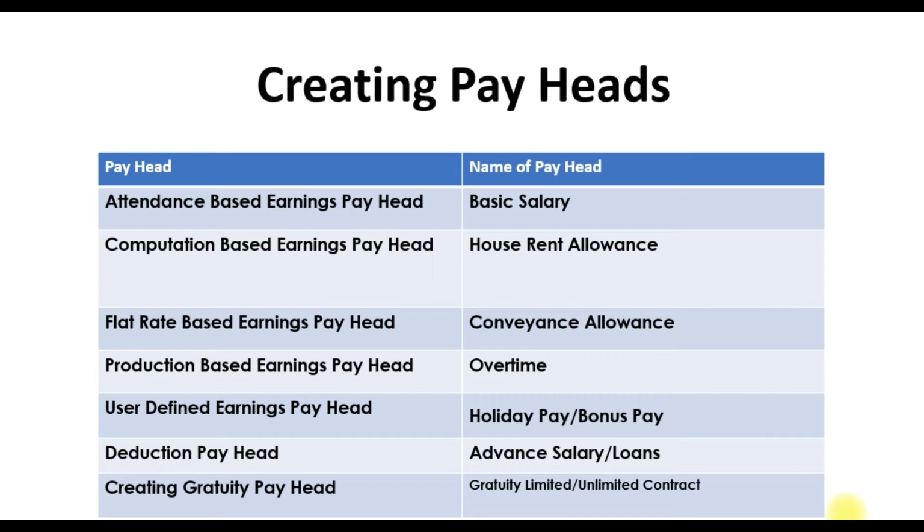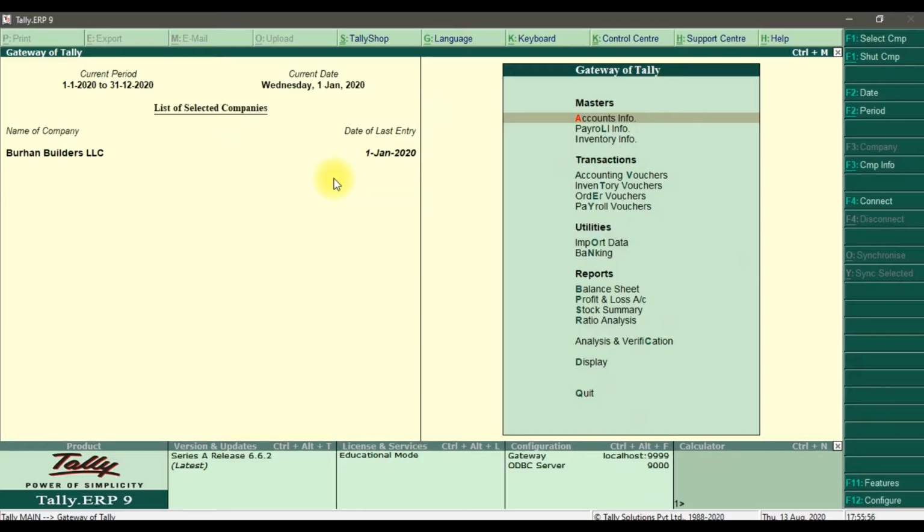This is our video number 7 on payroll accounting in Tally ERP 9. In this video, we are going to create a conveyance allowance. In our last video, we already created the basic salary and house rent allowance. So in this video, we are going to create a flat rate based earning pay head, which is our conveyance allowance. So how to create this conveyance allowance in Tally ERP 9?